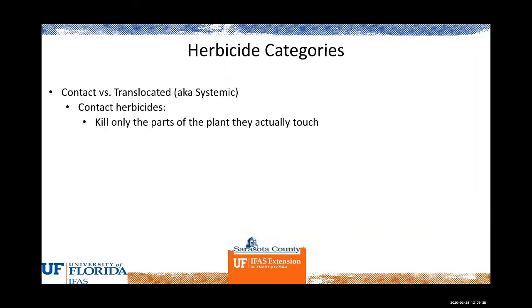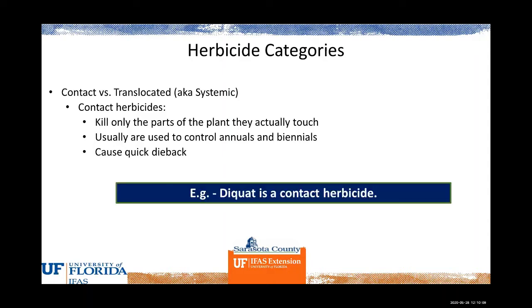Okay, so herbicides can be classified as contact or systemic based on how they work to kill the plant. So your contact herbicide will kill only the part of the plant that it touches. And so you can use them to control your annuals, your biennials, things that tend not to get woody or things that don't have anything underground, because a contact herbicide will only kill the part of the plant that it touches. An example is diquat.